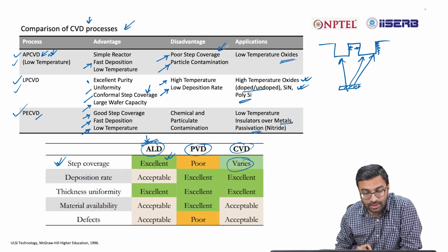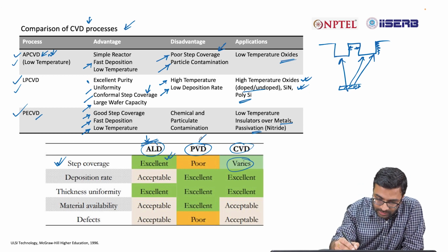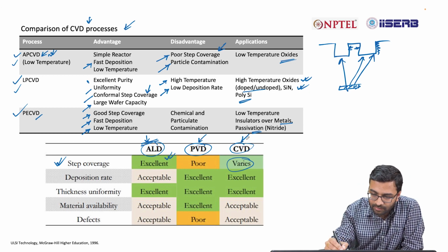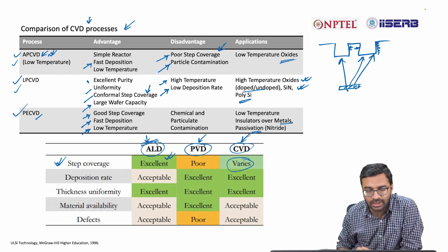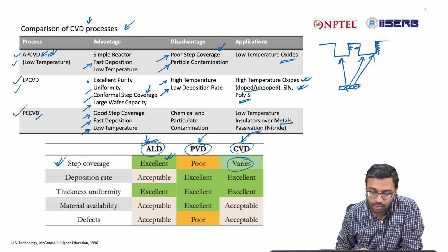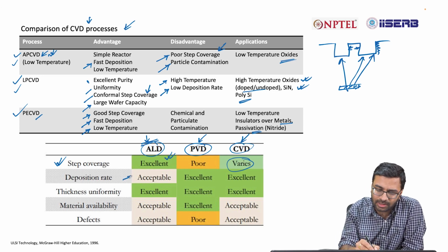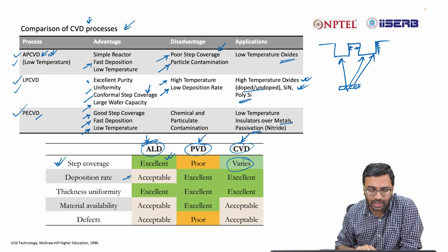Then deposition rate. For both physical vapor deposition and chemical vapor deposition, the deposition rate is excellent. However, in case of atomic layer deposition, it's kind of acceptable, it's not very less, it's like moderate.